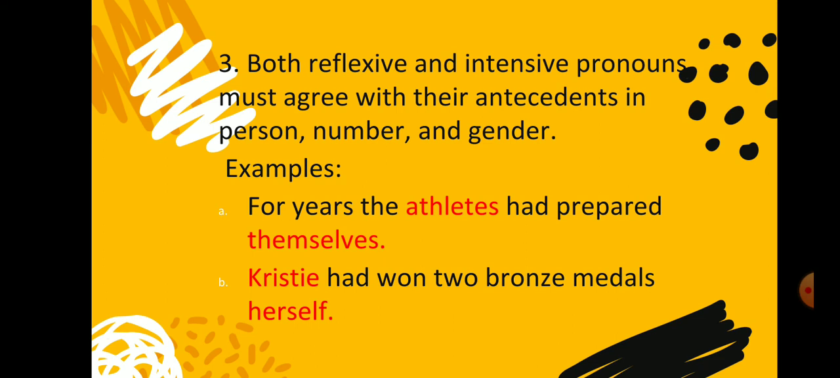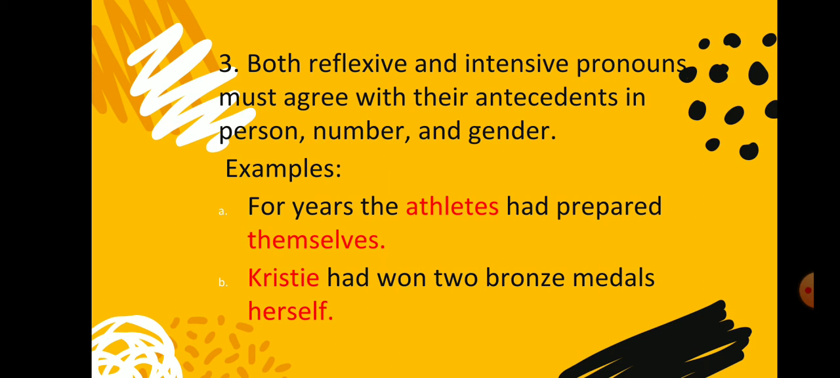The third one is both reflexive and intensive pronouns must agree. Again, they must agree with their antecedents in person, number, and gender. The same thing, again, they must agree in person, number, and gender. For example, for years the athletes had prepared themselves. Athletes, plural, themselves, plural. They must agree in number, okay? And in person as well, and in gender.